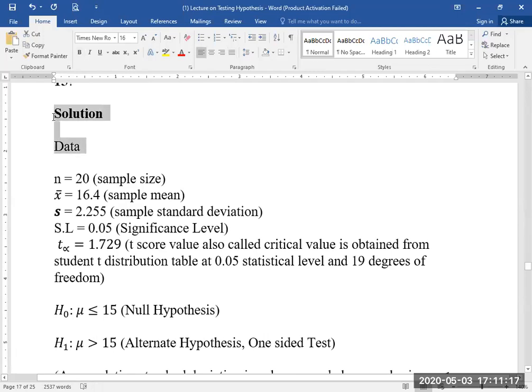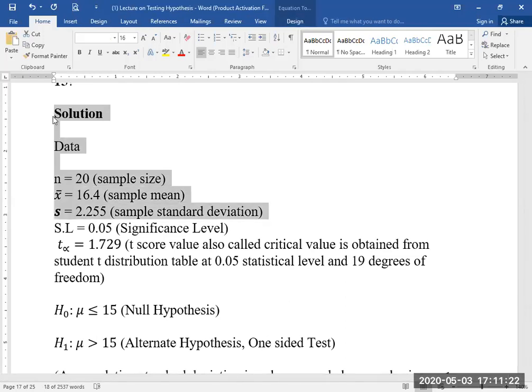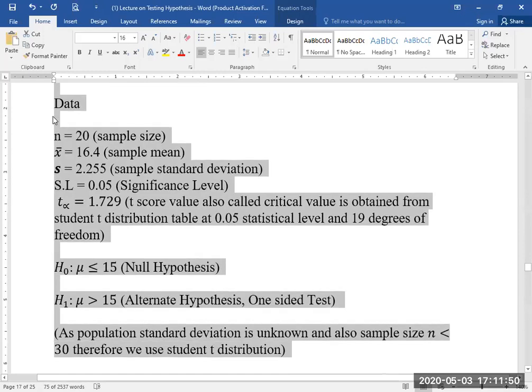Okay, now obtaining the data from the problem, n is 20, x bar is 16.4, and the significance level is 0.05. Because n is less than 30 and the population standard deviation is also not given, therefore the t score will be used at the 0.05 significance level. From the T distribution table, I have calculated 1.729 as t alpha. Why not alpha divided by 2? Because it is a one tail test, and a right side test also. Okay, this was the data obtained from the problem.